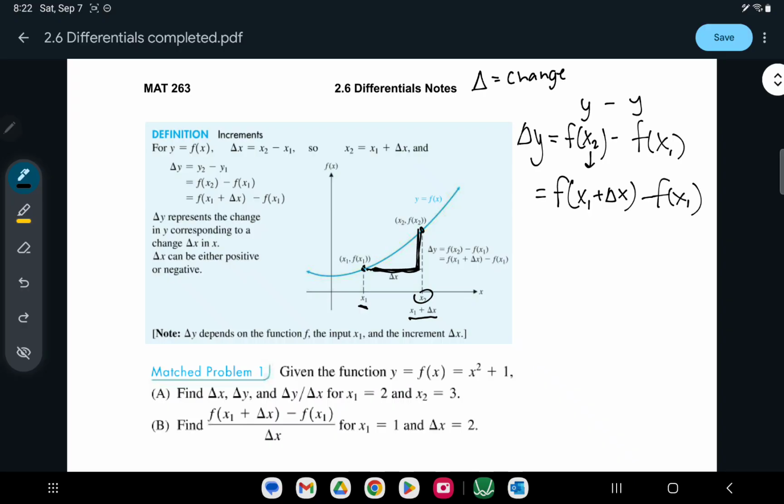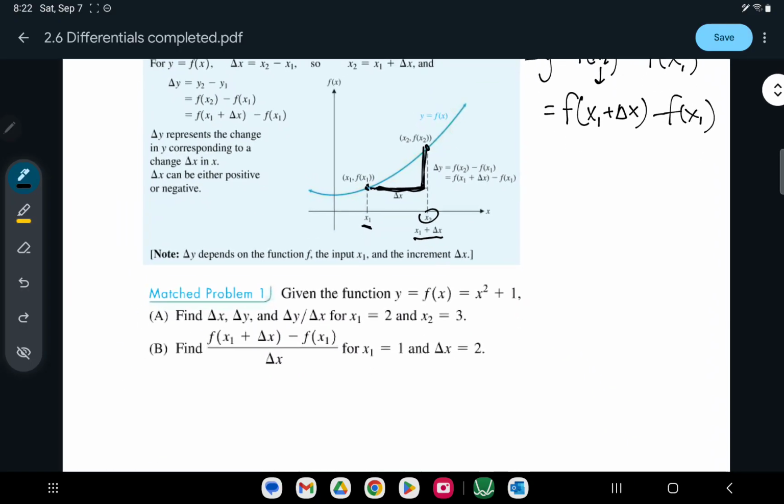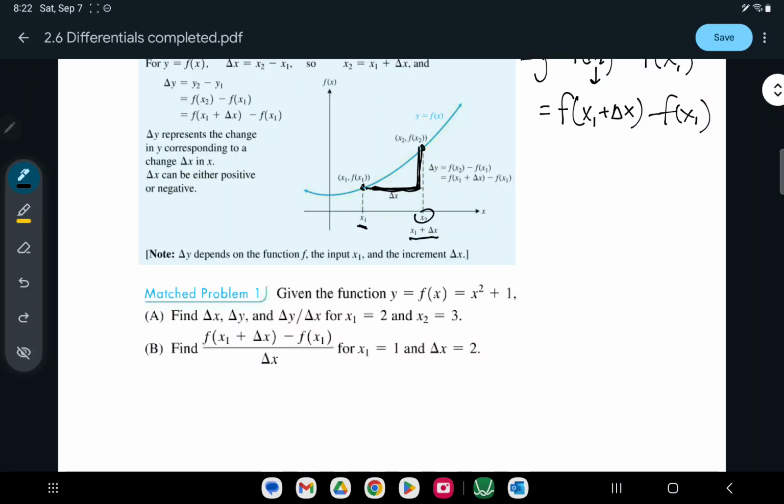So let's throw some numbers into things. So given the function y equals f of x equals x squared plus 1, find the change in x, change in y, and then the change in y over the change in x. So that's just the slope between those 2 points. For x1 being 2 and x2 being 3.